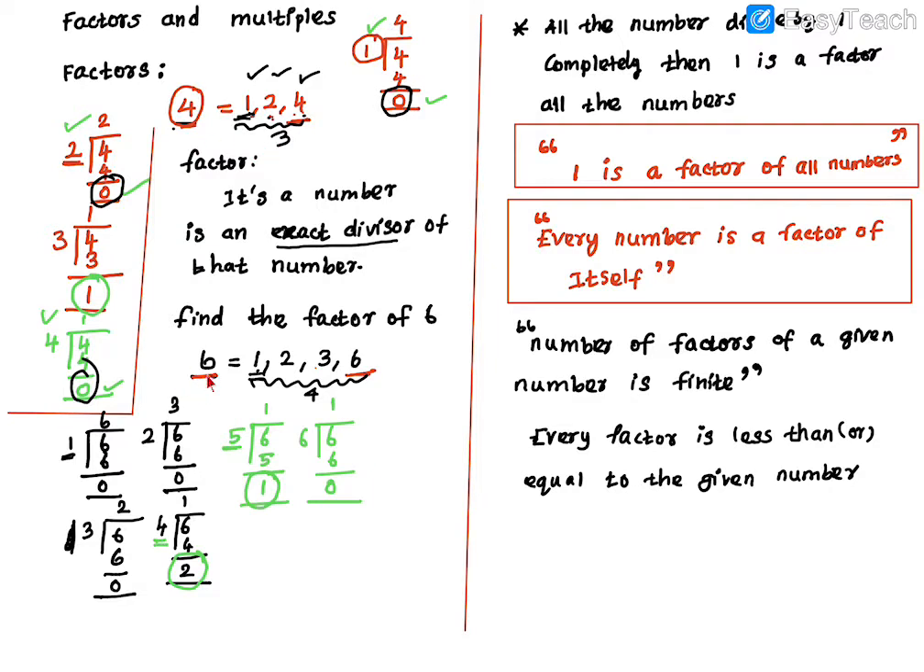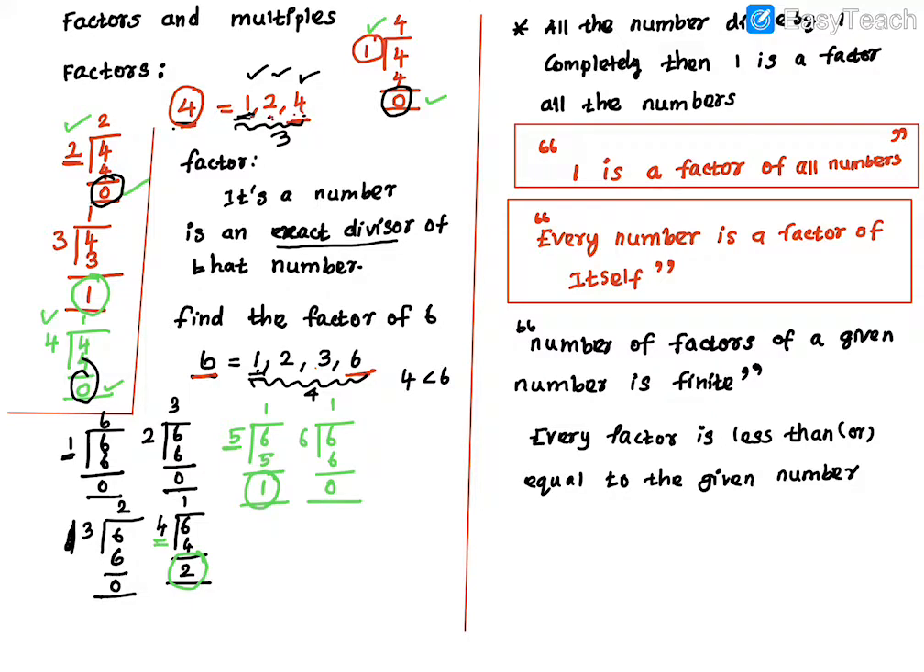See, if you look at 6, so 1, 2, 3, 6, 4 numbers. It should be less than 6, no? So that means every factor of this number should be less than the given number. Can you catch my point? 1, 2, 3, 6 means 4 numbers are present. So 4 should be less than 6. That's all.